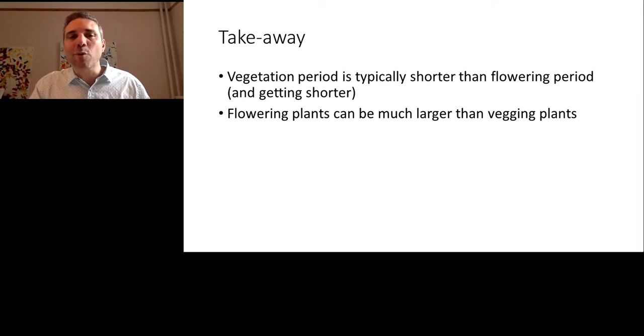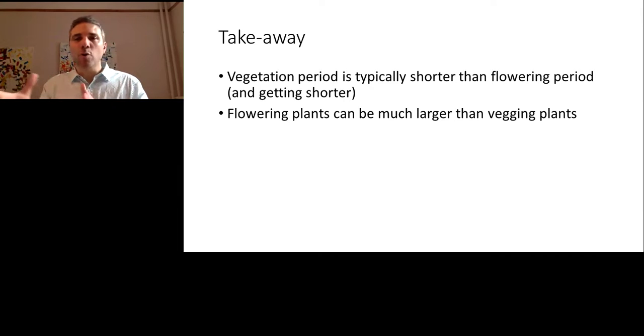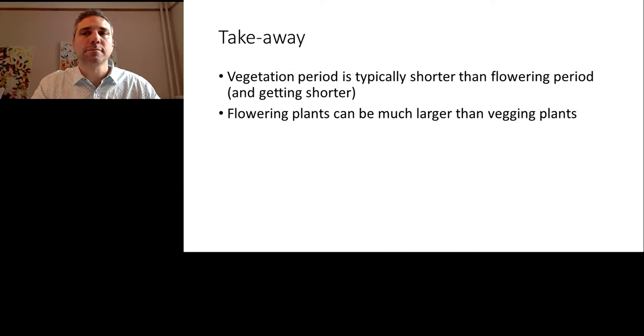The second thing that's important to understand and remember is that the flowering plant is much larger than the vegging plant. It takes up more space. And the reason I want you to remember those 2 points is that they are the 2 basic factors you need to consider in the examples that follow, explaining how growers optimize space between vegging plants and flowering plants.